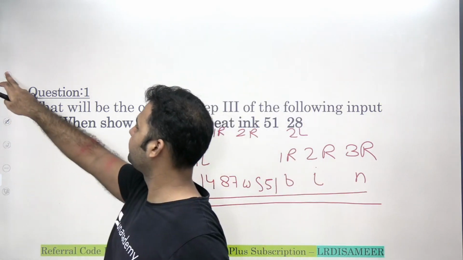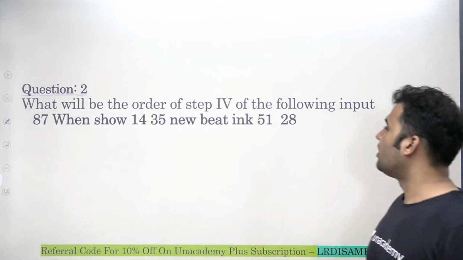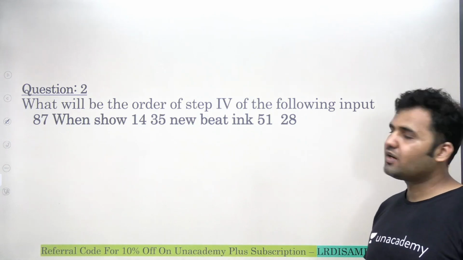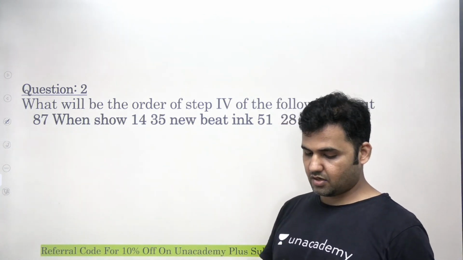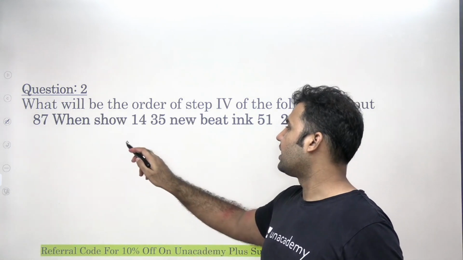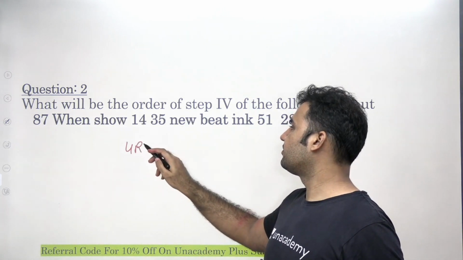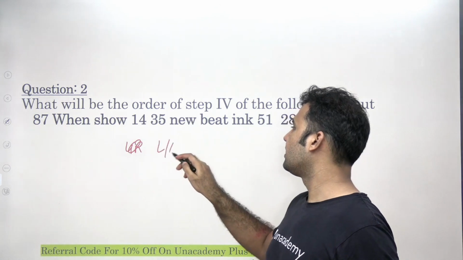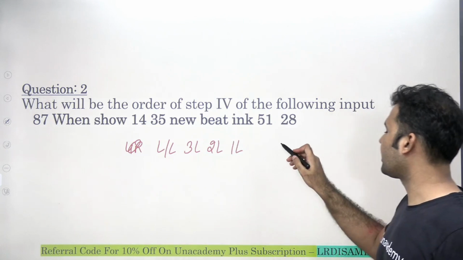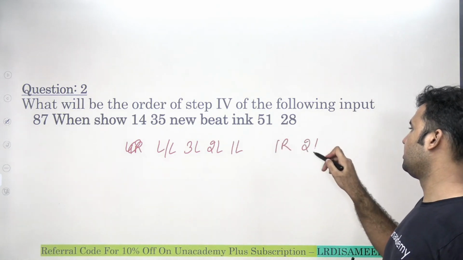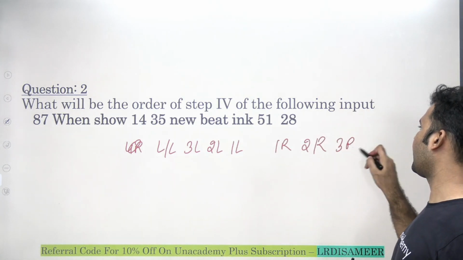Question number 2. What will be the order of the step 4 of the following inputs? So again, very easy, right? If I want to write down the fourth step order, all I have to do is, I'll write down 4R here, 4L here, right, 3L here, 2L here, 1L, and then I will write down 1R, 2R, 3R, and 4R.